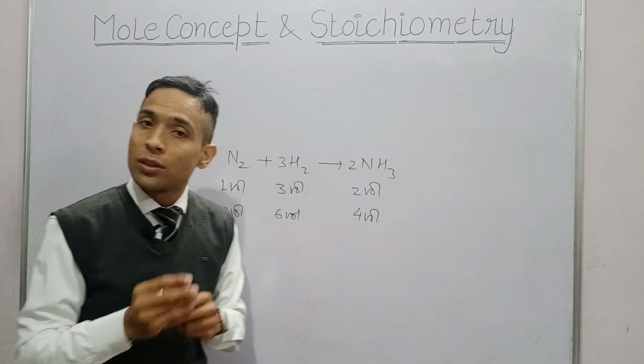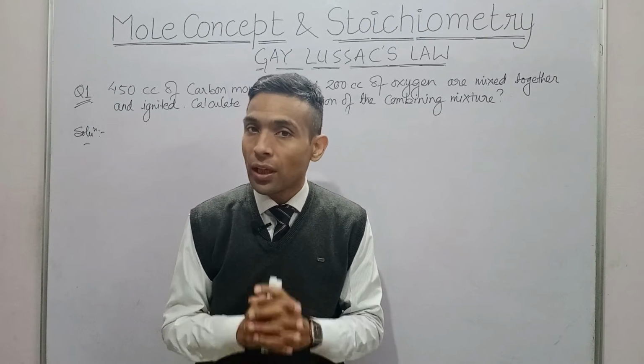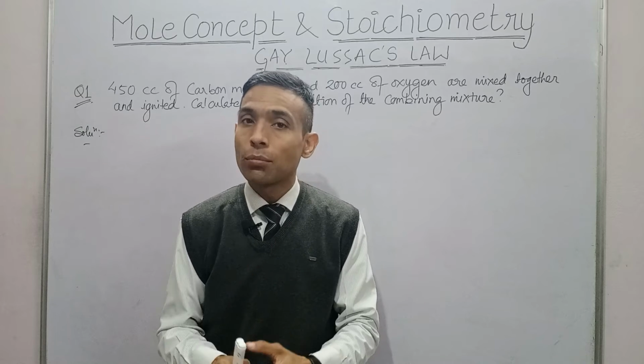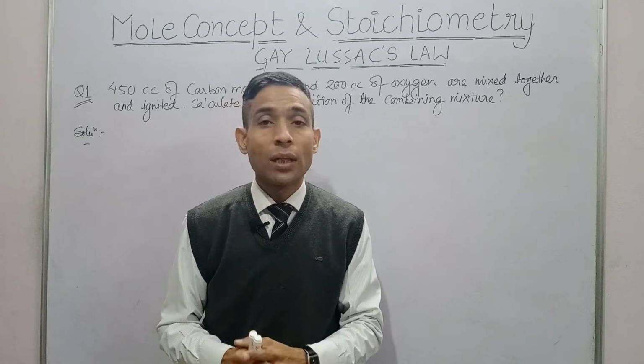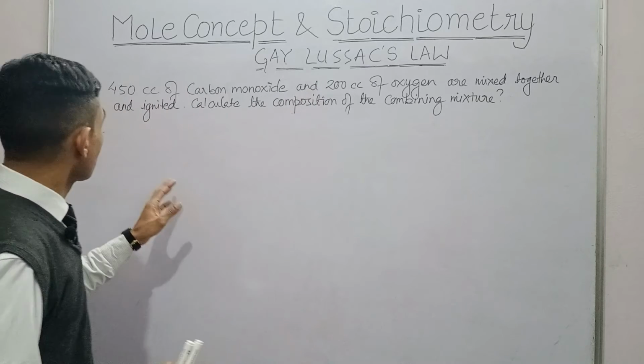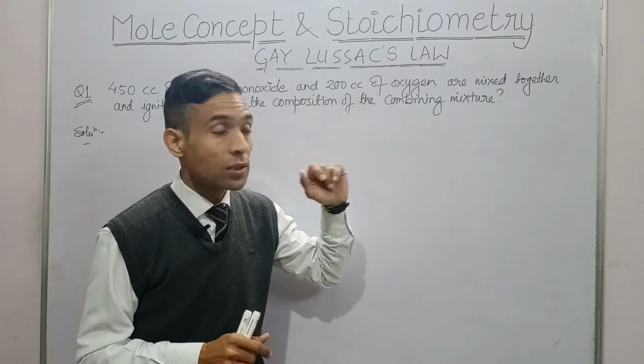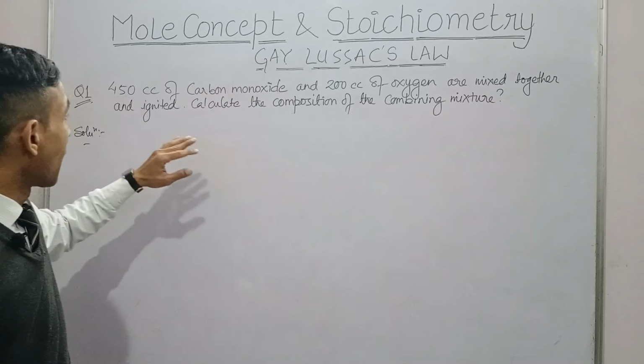Now let's start with some numericals. If you really want to improve your chemistry, you should know elements, symbols, valencies, chemical formulas, and how to balance a chemical reaction. Now here in this first numerical, it is given that 450 cc of carbon monoxide and 200 cc of oxygen are mixed together and ignited.